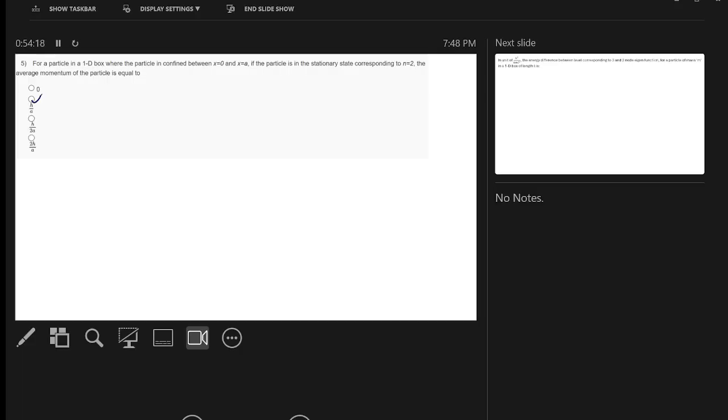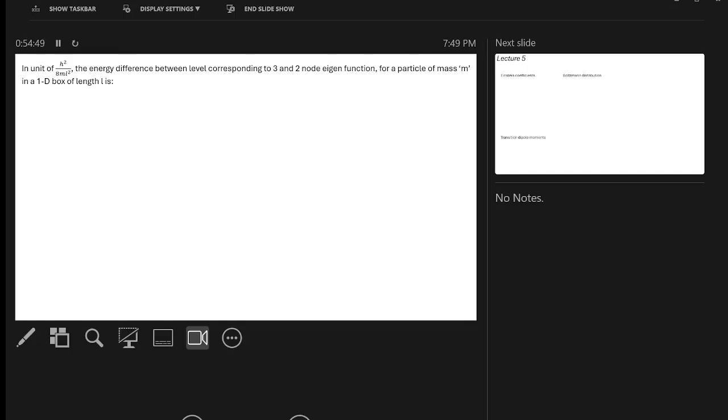So the average momentum in any state will be 0, because of the odd function analogy. So you can use the same analogy as I solved above, and you can solve this question. Okay, if you have any doubt, you can write in comment section. Okay. So I'm not solving this question.